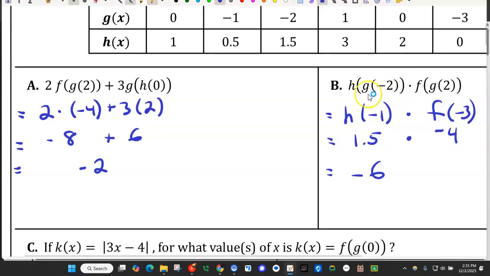So as these get more complicated, you definitely have to have a structure to your work. Especially if you're doing this on free response questions, you have to show all the little steps and everything. So don't leave anything off here. Always have the work there.